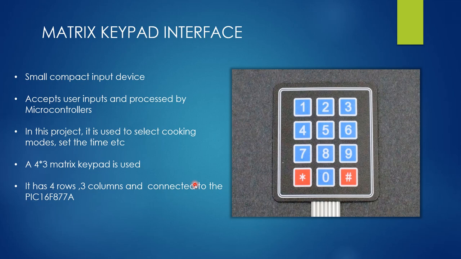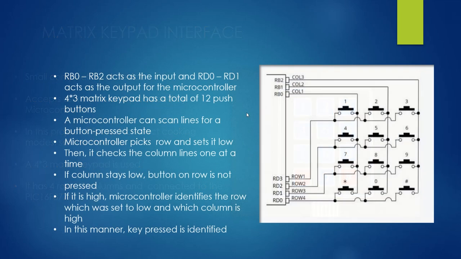Matrix keypad is a small compact input device. Here we are using a 4 into 3 matrix keypad, that is, it has got 4 rows and 3 columns. It's used for selecting the cooking mode. We are selecting the cooking mode using this matrix keypad in this project. And the basic working of the keypad is given in this slide.